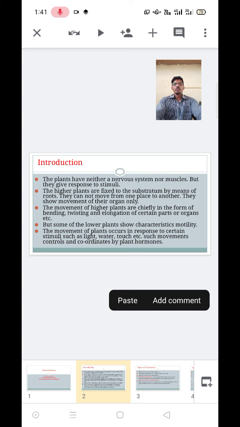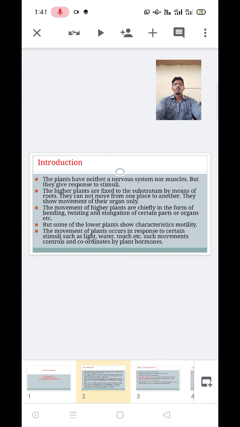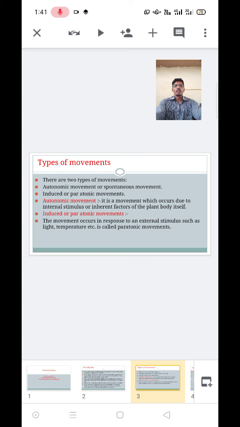The movements of plants occur in response to certain stimuli such as light, water, touch etc. Such movements are controlled and coordinated by plant hormones, just like auxin, gibberellin, cytokinin, ethylene. These are some growth hormones which are essential for the development of the plant body, cell elongation, cell divisions.